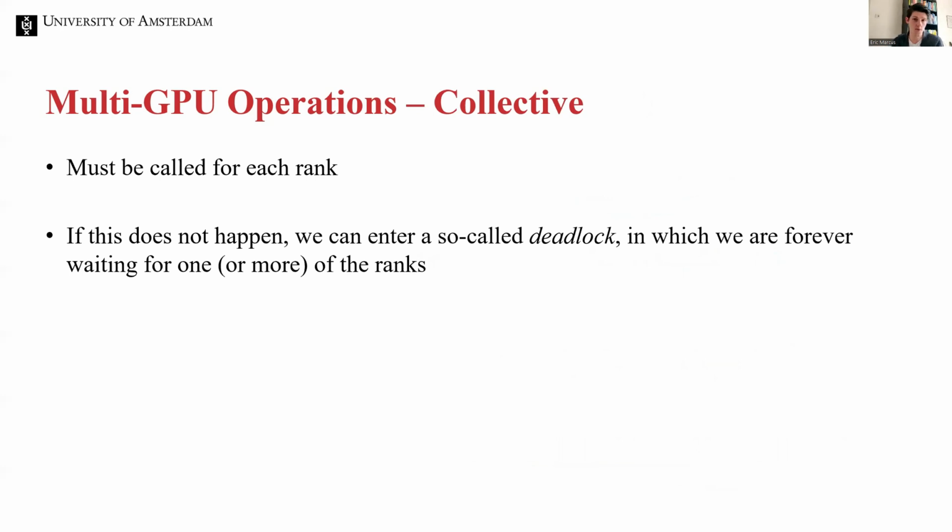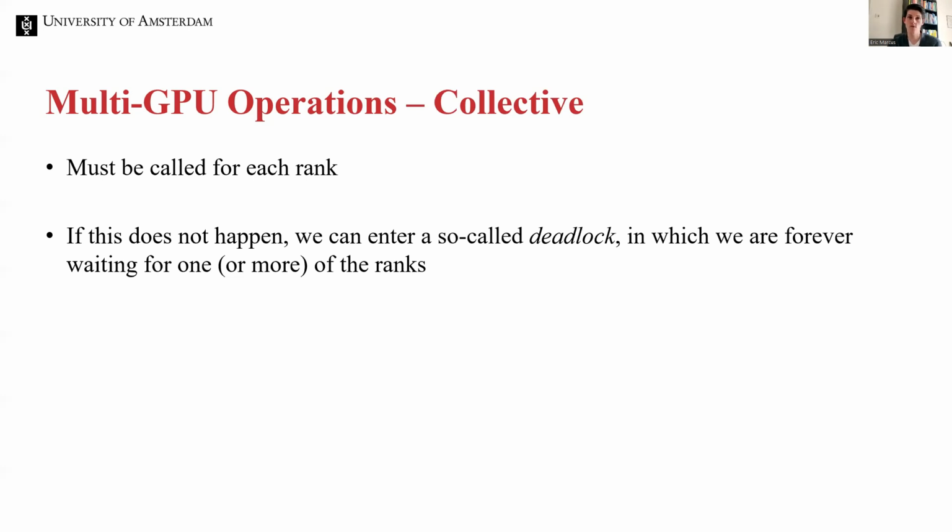But there is already something that we have to be careful about. Suppose that we do a collective operation, but one of the ranks is not completing it. Then the whole world will be forever waiting for that rank to complete the operation, resulting in a so-called deadlock, which is obviously something we want to prevent from happening. So keep that in mind.